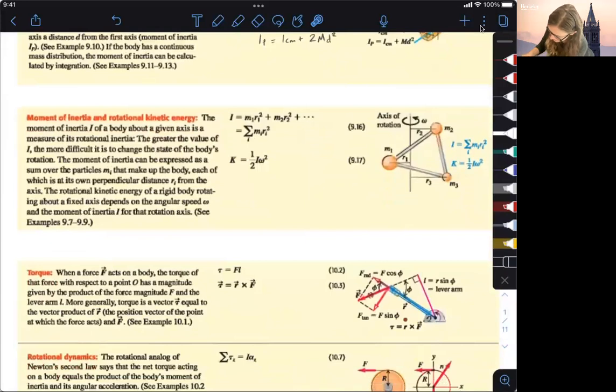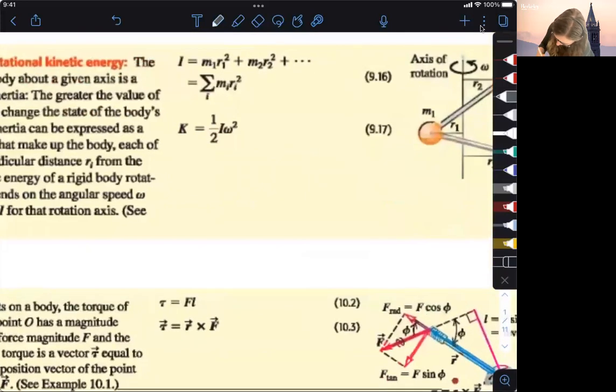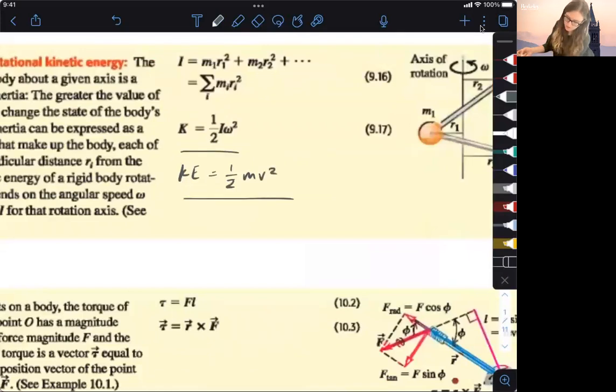So this is very similar to what we see for kinetic energy. This is translational kinetic energy, and we know that one was equal to 1/2 mv squared. So this is the rotational analog of that. And we can relate the energies of both of these.